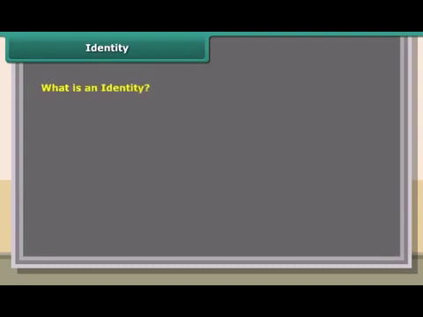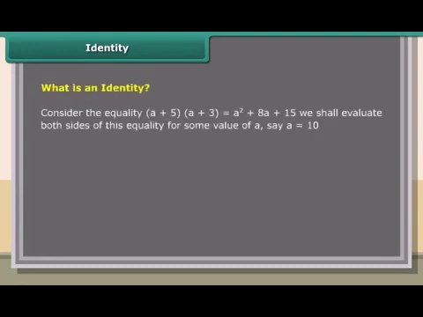Identity. What is an identity? Consider the equality (a plus 5) into (a plus 3) is equal to a square plus 8a plus 15. We shall evaluate both sides of this equality for some value of a. Say a is equal to 10.